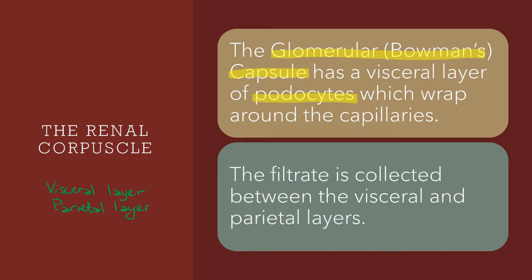So this is going to be the visceral layer made up of these podocytes that have these little foot-like projections that are called pedicels. Pedicels are like the little feet of the podocytes. And these pedicels will wrap around the glomerular capillaries, and they form the visceral layer of the Bowman's capsule. Now, the parietal layer of the Bowman's capsule, or the glomerular capsule, consists of simple squamous epithelium, and it forms the outer wall of the capsule.